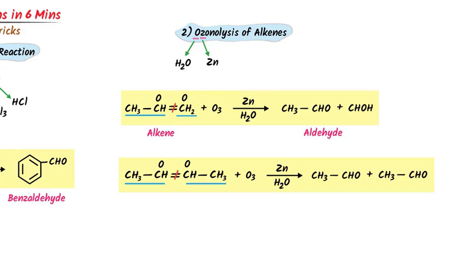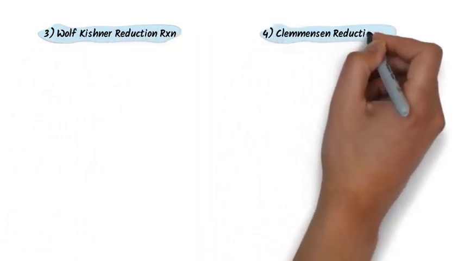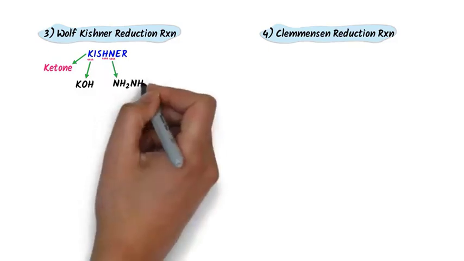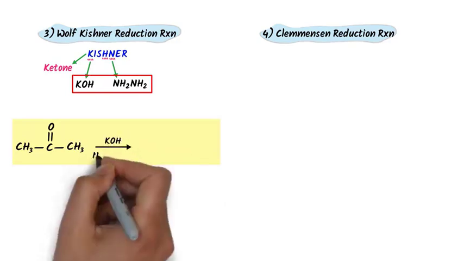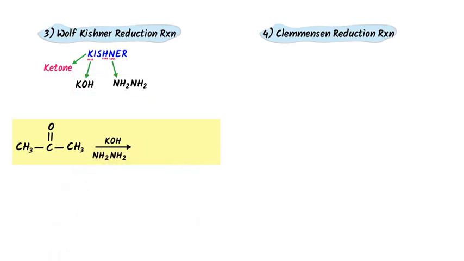Now we will learn 2 similar reactions, the Wolff-Kishner reduction reaction and the Clemmensen reduction reaction. First of all, we will learn the Wolff-Kishner reaction. In the word Kishner, this K reminds me of 2 things, ketone and KOH. This H reminds me of hydrazine. This N reminds me that the formula of hydrazine is NH2NH2. Now I write ketone. I take potassium hydroxide and hydrazine and write them here.